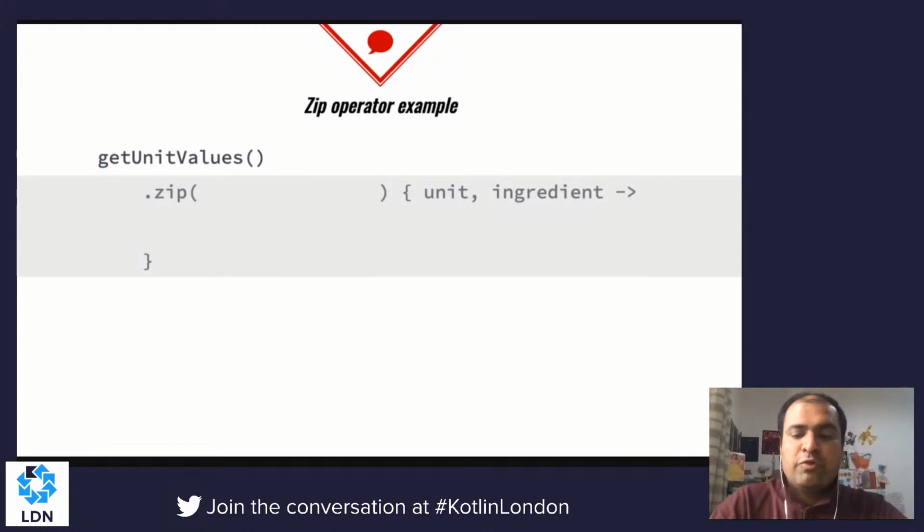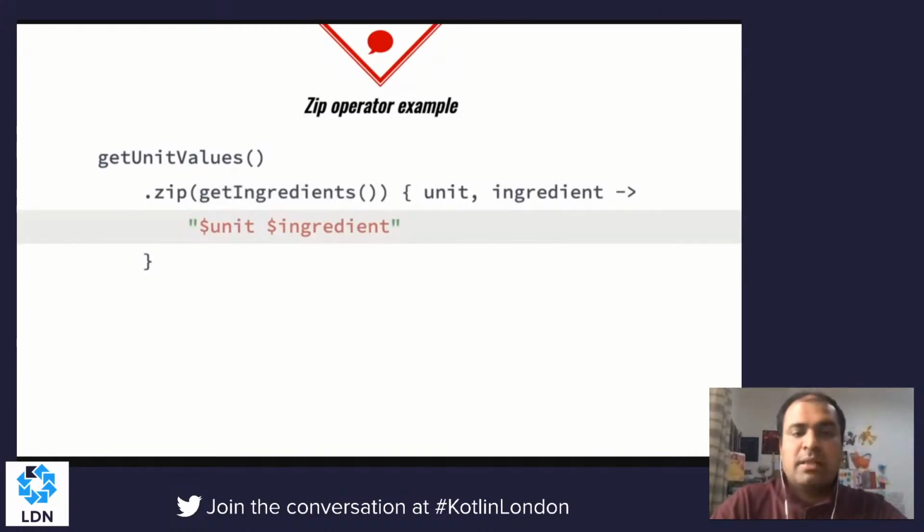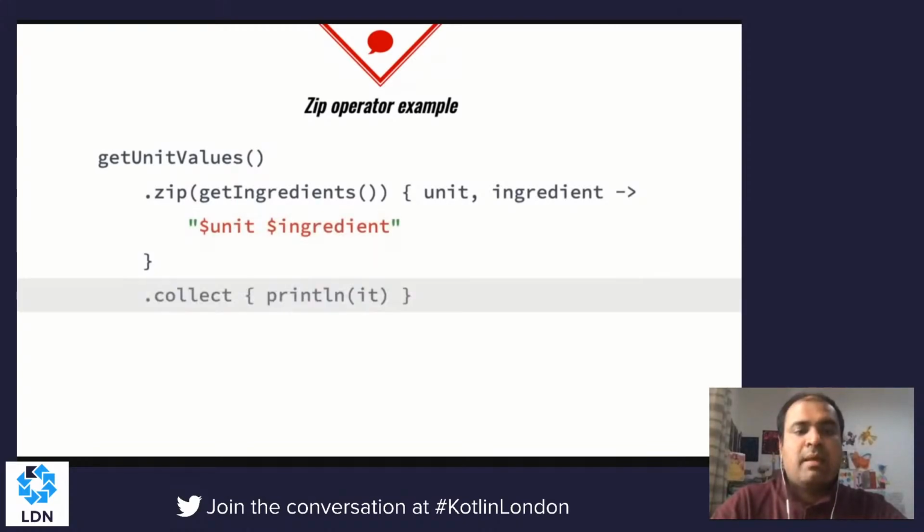And this is how you use it. So instead of the combine operator, use a zip operator and then just pass on your other flow and get the result back. You can again transform your result to whatever you need, and at the end it gets collected.